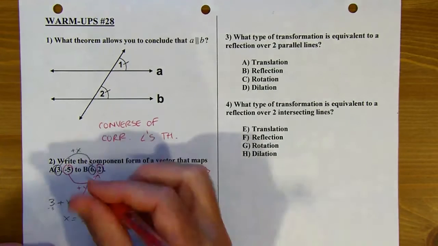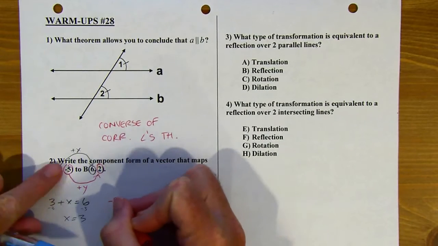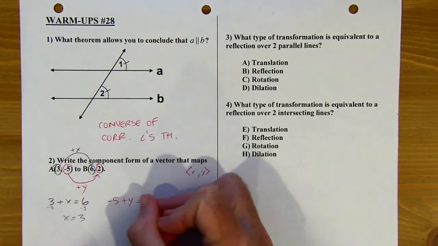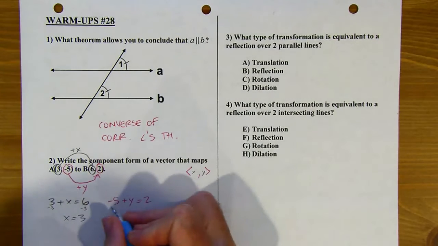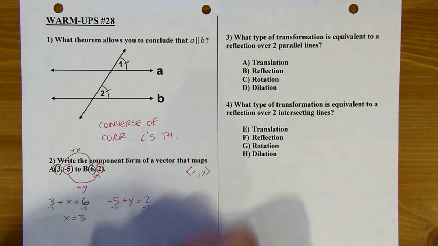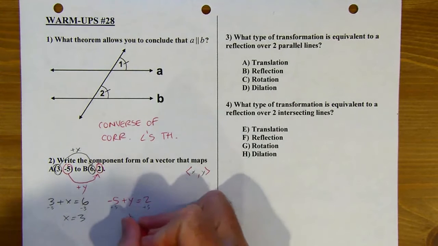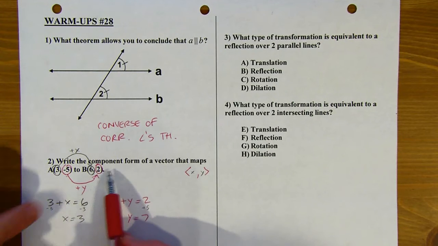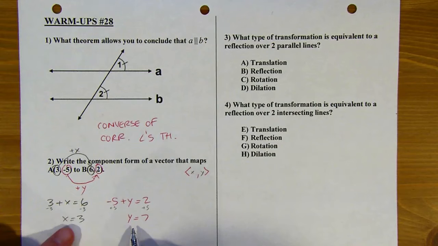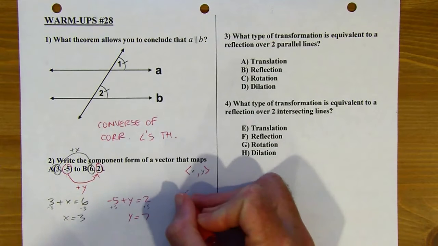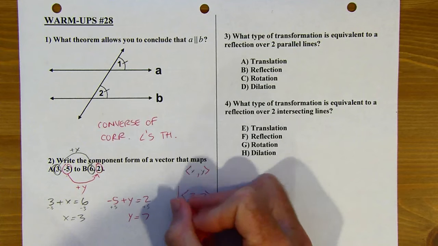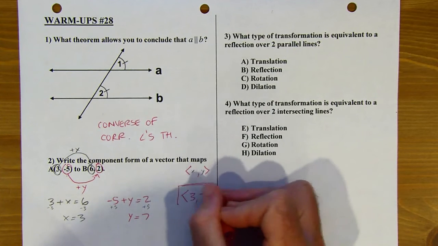And then I can do the same thing with the y's. Negative 5 plus y is going to equal 2. I would add 5 to both sides here to solve for y. And y is going to equal 7. So going from negative 5 to 2 on a number line, you'd go 7 units to the right, right? Negative 5 plus 7 is 2. So, hey, there's what goes in both slots. So 3, 7 is component form.